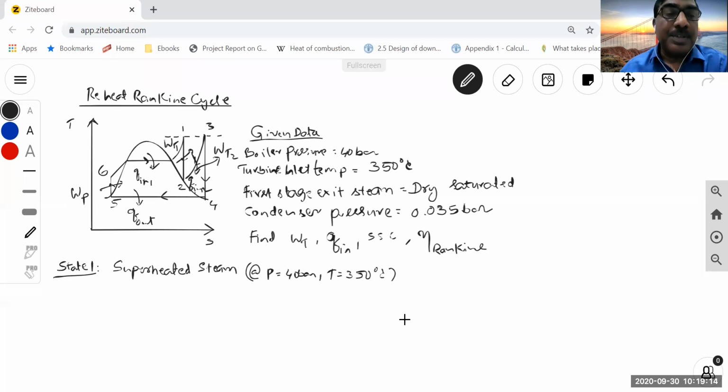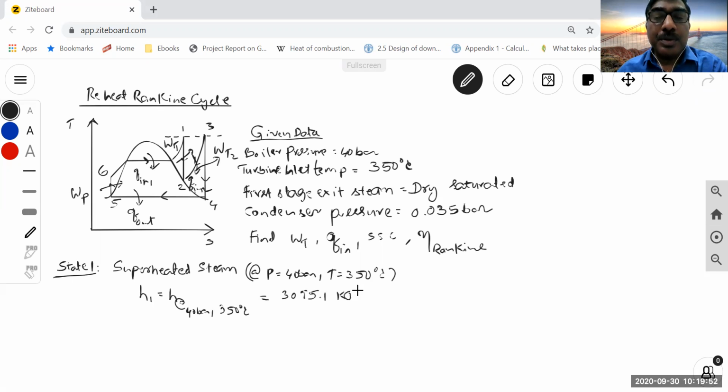So I am writing all the values here. H1 is equal to H at 40 bar and 350 degrees centigrade, so this is equal to 3095.1 kilojoules per kg. So this is one value.